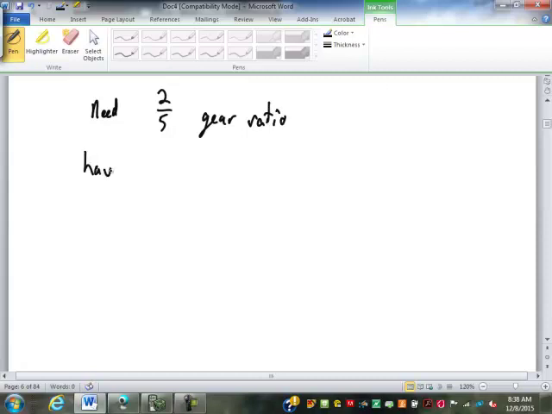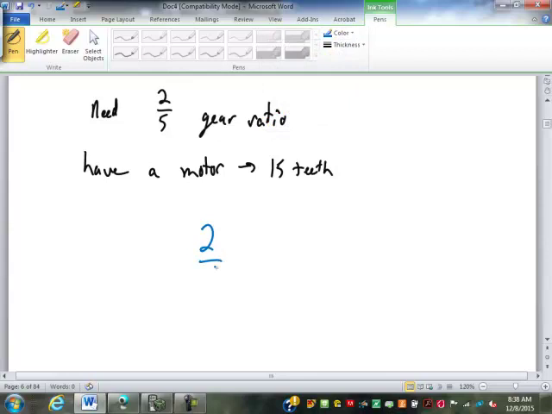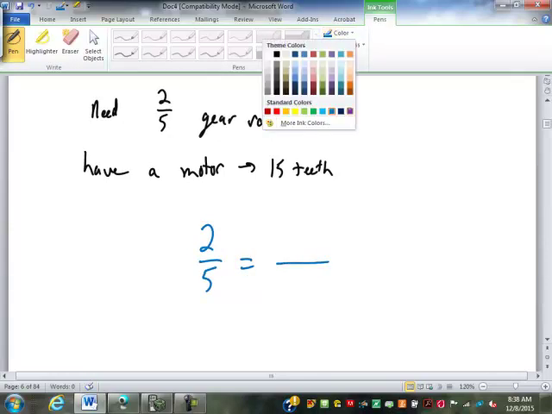We have a motor that has a gear with 15 teeth on it. So what we're operating off that motor, how many teeth does that other gear have to accomplish this? Well, our 2 to 5 is our gear ratio. The 15 is going to go where?